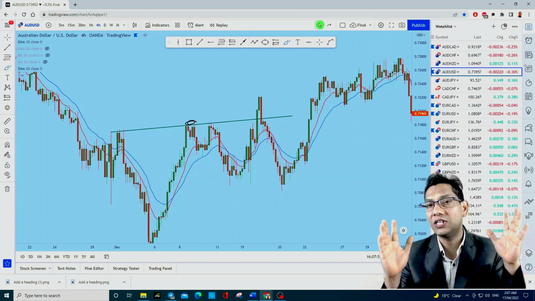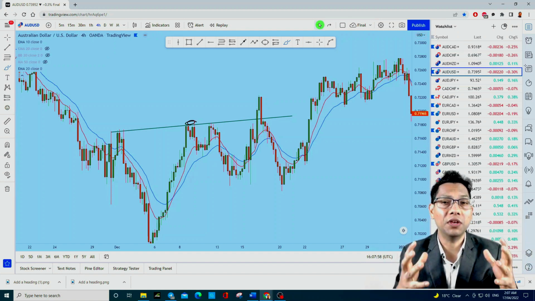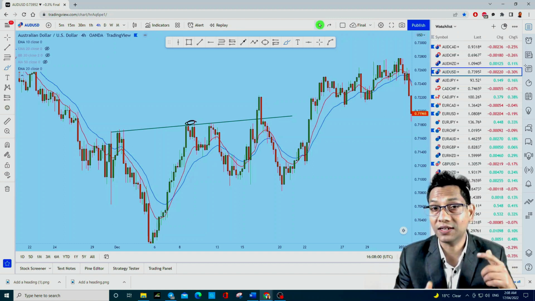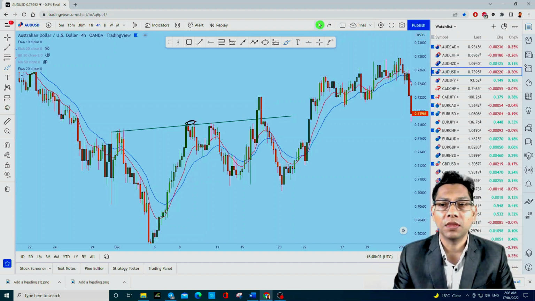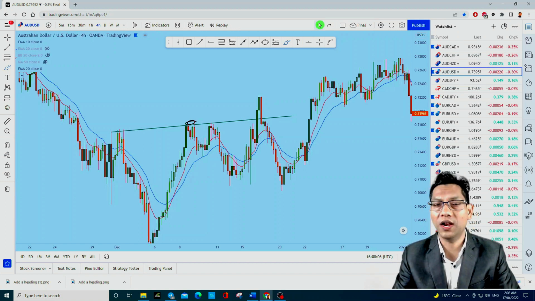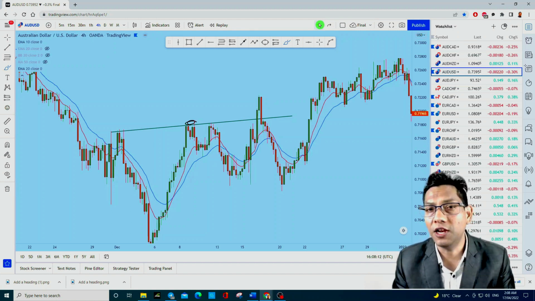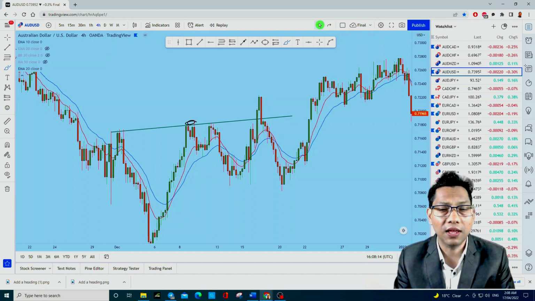Now we understand what a false breakout is. The next thing is how you can predict or understand a false breakout. Keep in mind that no one can predict the market with 100% accuracy. There is no guarantee in trading. The only thing is probability. So we will use a couple of main criteria to identify a possible false breakout.